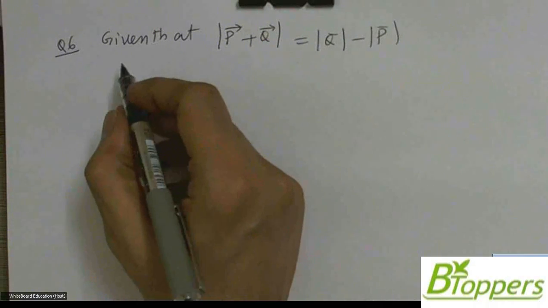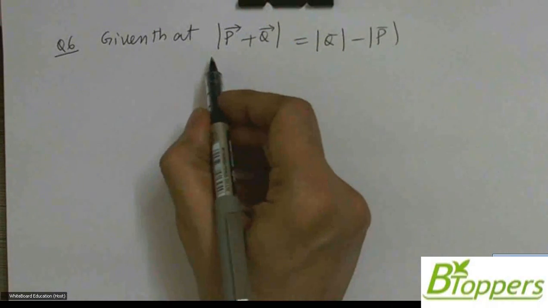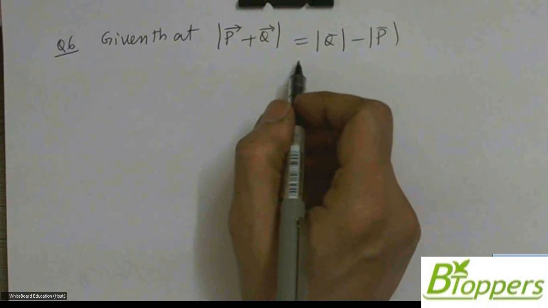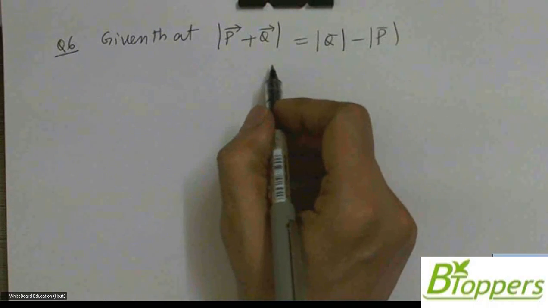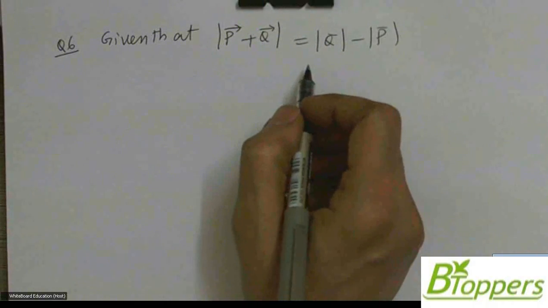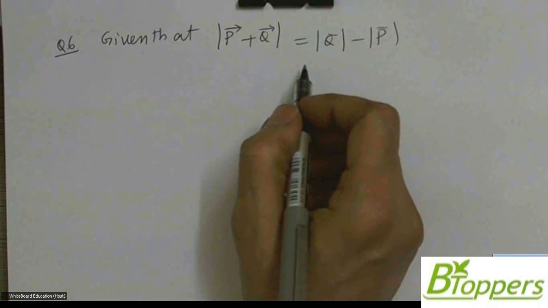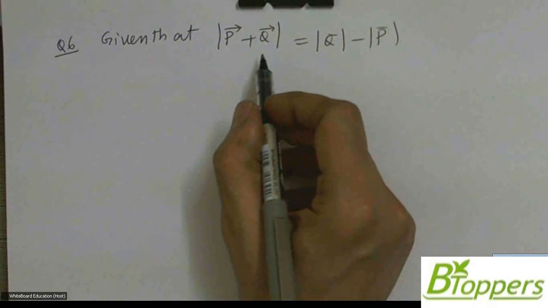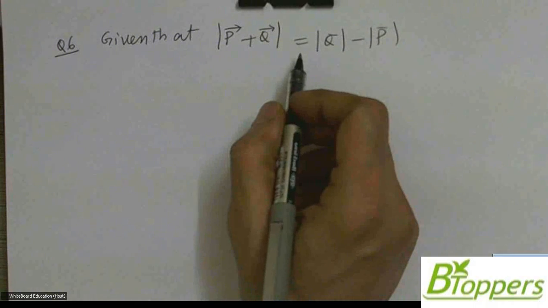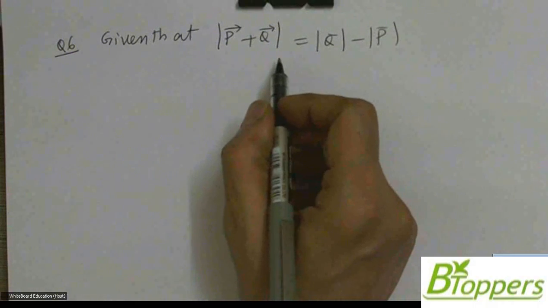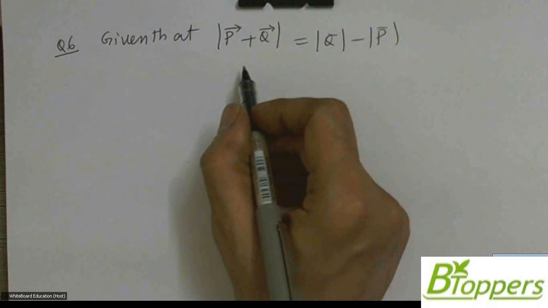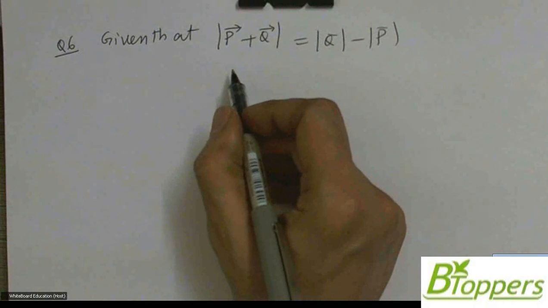Now look at the question number 6 here. It's given that magnitude of P bar plus Q bar equal to magnitude of Q bar minus magnitude of P bar. You are asked to find the angle between the vectors P bar and Q bar, and also the angle between the resultant and first vector P bar. So this question can be answered if you are familiar with the special cases in the parallelogram law of addition of vectors, which was already discussed for you.